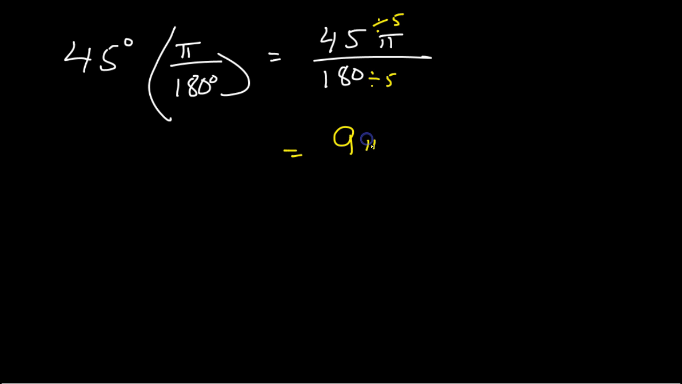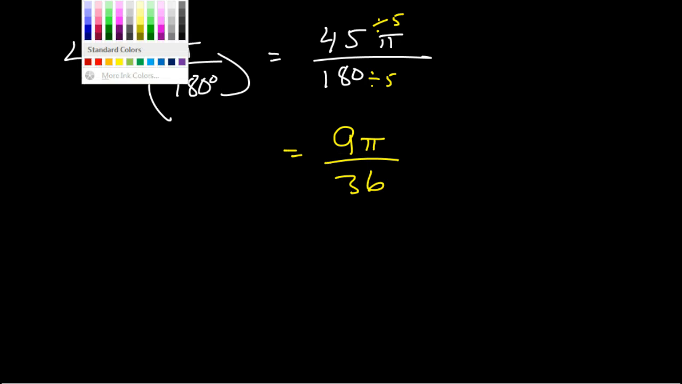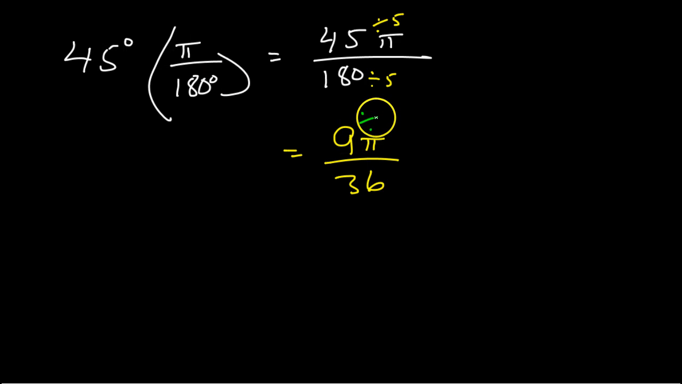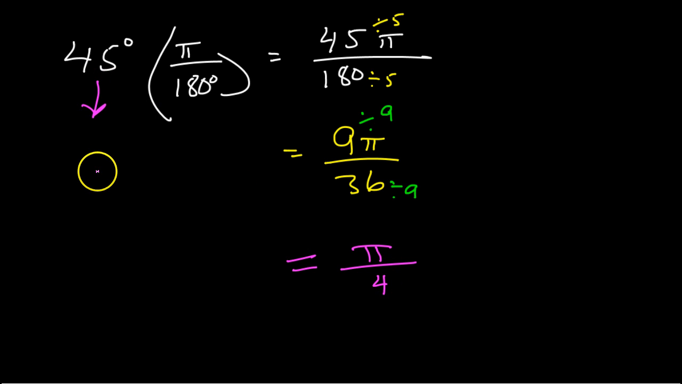I'm going to get 9 pi over 36. Now both of these are divisible by 3. Actually, they're both divisible by 9. So let's go big or go home. That's the way I was raised on the street. Psych. So I've got pi over 4. And also, that's one of those facts that we should have memorized a long time ago, that 45 degrees is the same thing as pi over 4. So I feel silly even doing this, but it's worth going through the calculations just for practice.